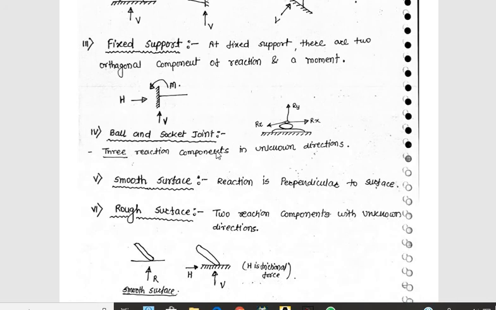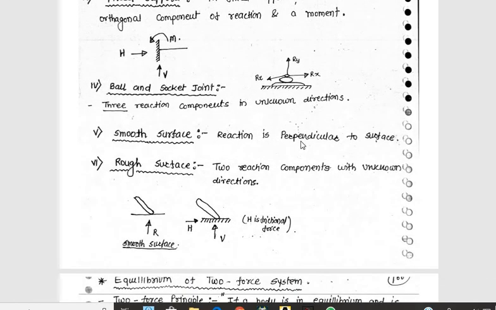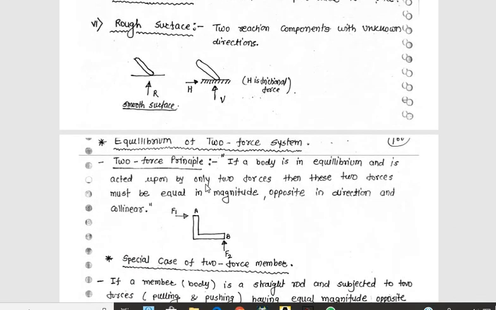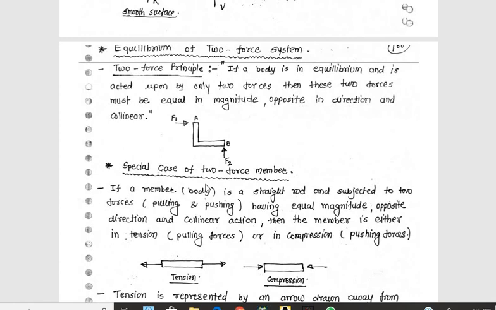Then there are some additional joints, like the ball and socket arrangement. Normally it is not required, but just understand here that there are three reaction components, Rx, Ry, Rz. Smooth surface: reaction is perpendicular to the surface. Then rough surface: two reaction components with unknown directions. Smooth surface, only one reaction. Rough surface, vertical and horizontal reactions. So this is about the types of supports.